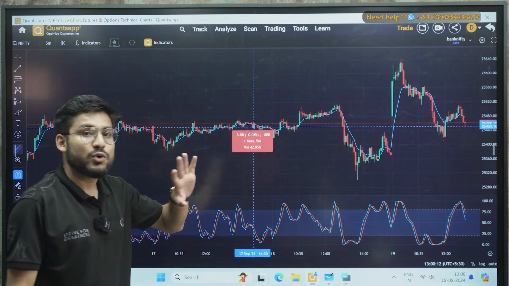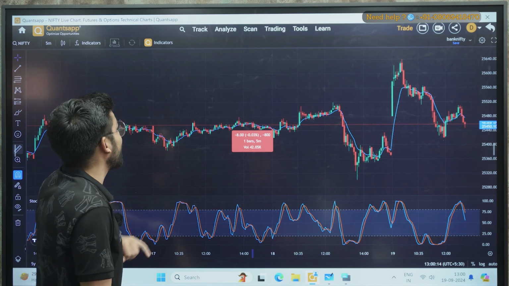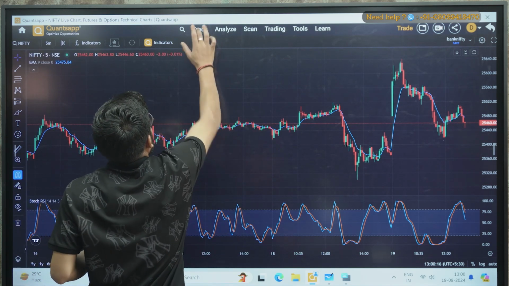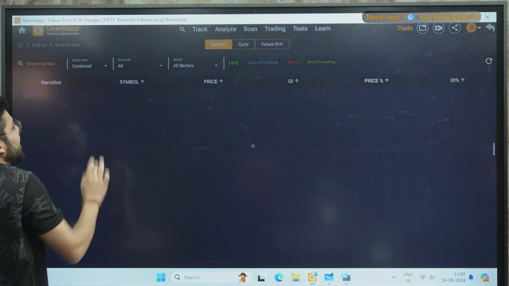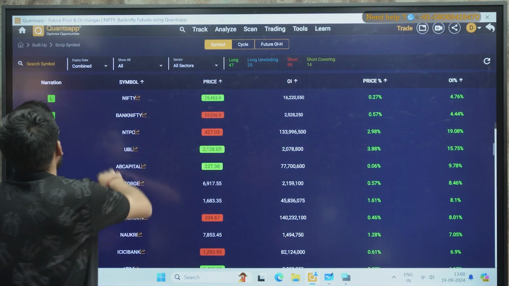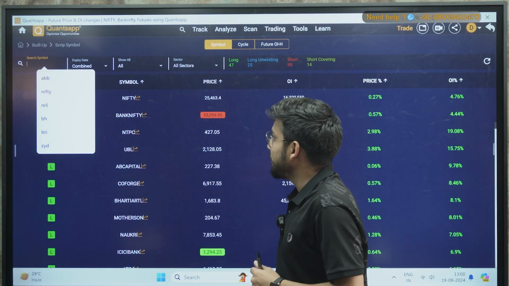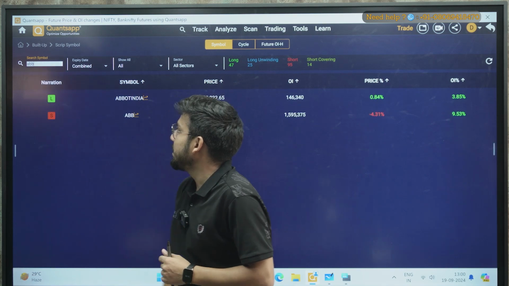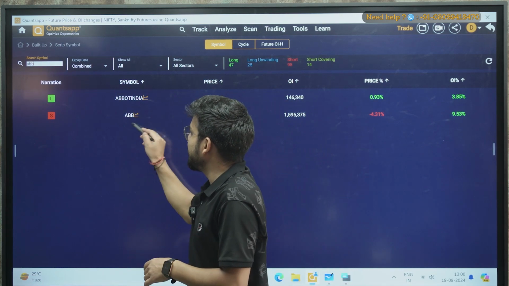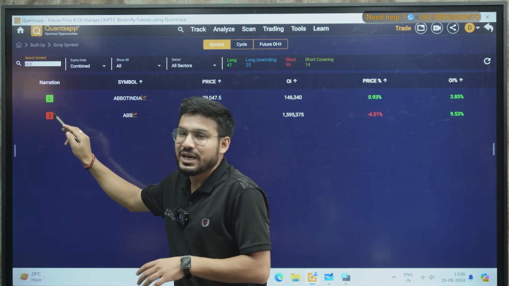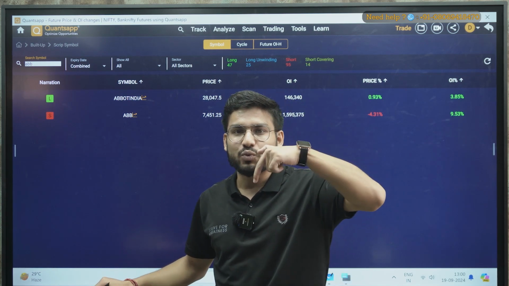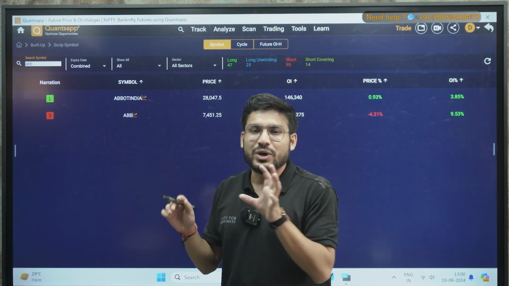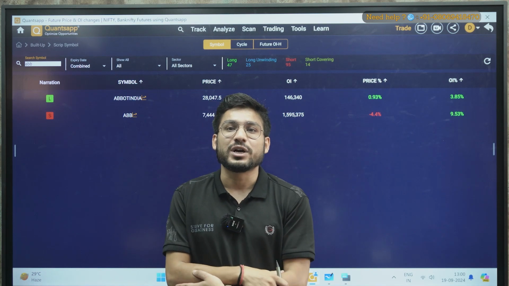Okay, now first, if you also want to see the buildup, how can you use it? You have to go here in the track. In the track there is the buildup script symbol. Now here is the search symbol. For example, if I apply ABB here, it will give me the ABB buildup. Right now it is giving me a buildup of short. Okay, it means my market will be in downward direction. So that is how you can apply buildup with those two conditions also.